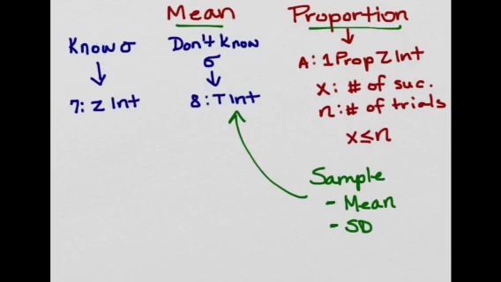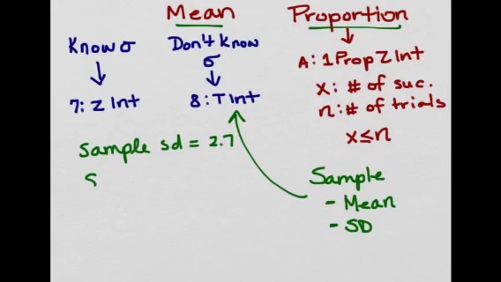So how do I know that they are giving me the sample standard deviation? Well, it might say, literally, sample standard deviation equals 2.7. I'm just making that number up. It could be anything. Or they could write S equals 2.7 because S is the symbol for the sample standard deviation.